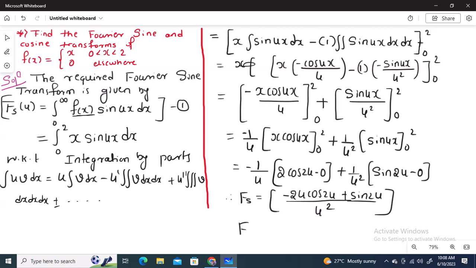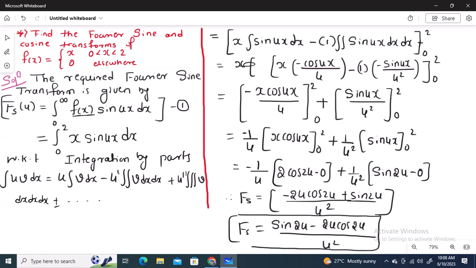So if I rewrite once again by taking the minus sign outside, the given term is sine 2u minus 2u cos 2u divided by u square. So this is our required Fourier sine series.